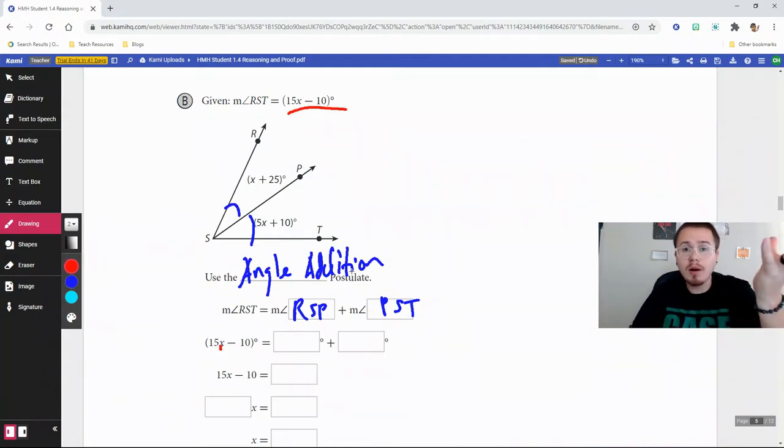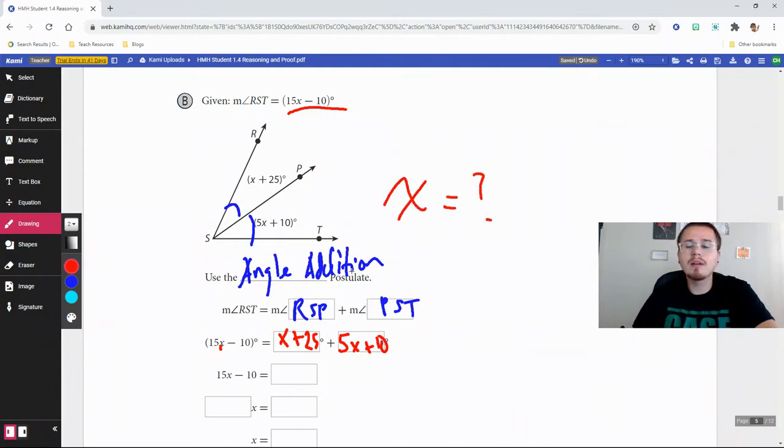So what are the parts? Check your parts. x plus 25 degrees. I'm going to not write the parentheses now just to not make a mess, but you should write them there the first time. And then 5x plus 10. So what we want to do is find x. Anytime you see a variable, we've got to find it because it's unknown. When you know the value, it lets you get the actual thing, like what is the actual measure of this angle, so you can use that to your advantage for something.